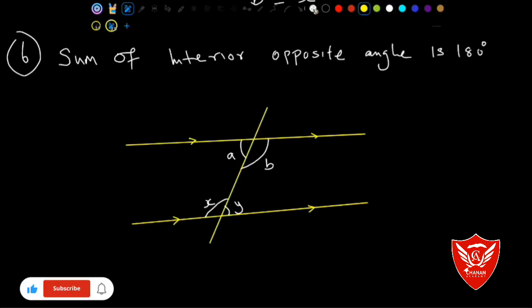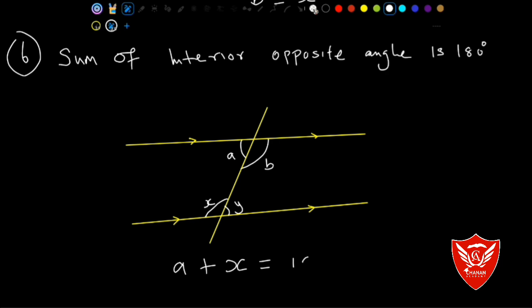So the next we are going to talk about is that the sum of interior opposite angles is 180. Now look at it. This is the parallel line, and this is also a parallel line. This is a transverse line that splits the two parallel lines. What this fact is saying is that angle A plus angle X is equal to 180 degrees.